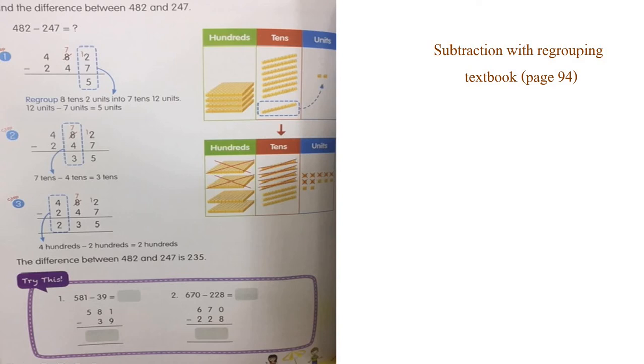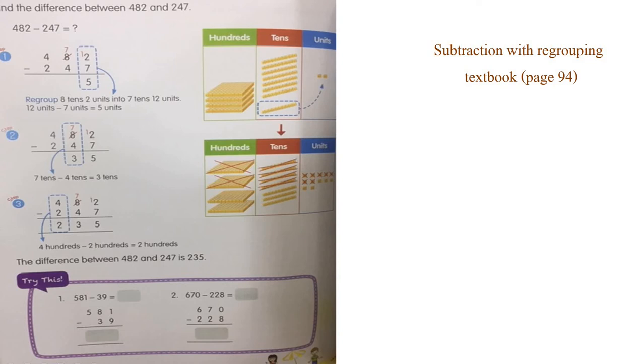Okay, now I will take away 7 out of 12. I will have 5. Then I move to the tens place here. I have now 7 because I took away 10 from it. I have 70 now. 70 take away 40, I will have 30. And I will move now to the hundreds place, which is 400 take away 200 equals 200. And the difference between 482 and 247 is going to be 235.